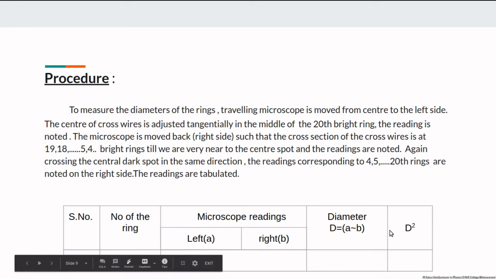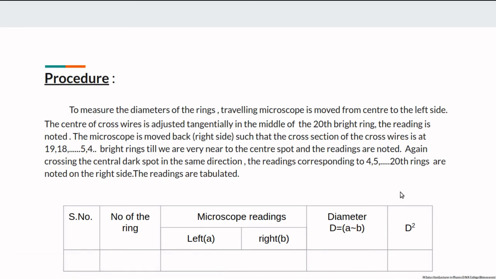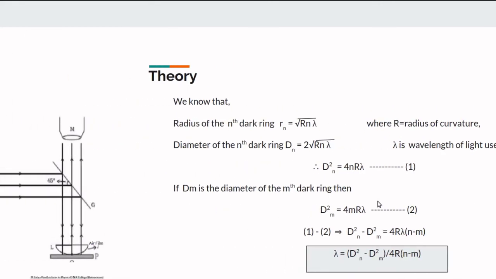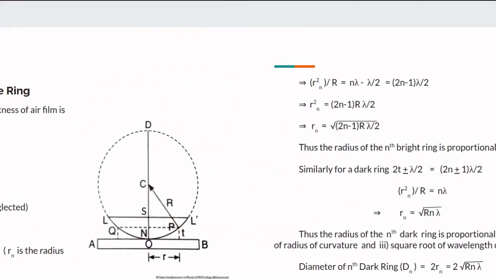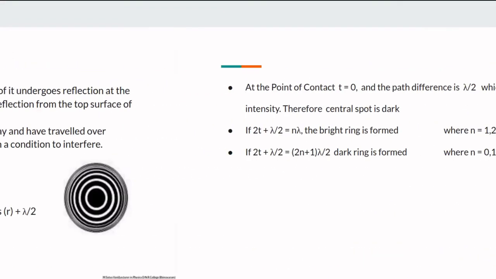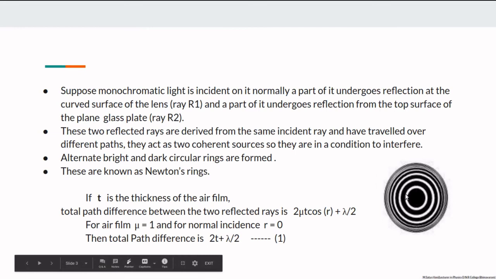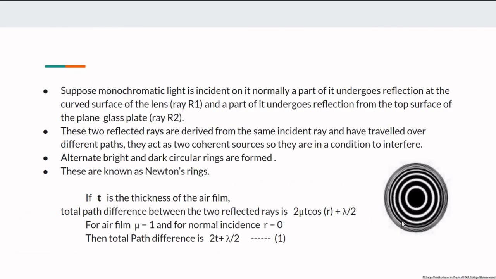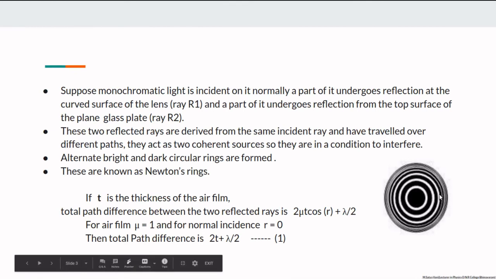This is the tabular form. We are taking the readings for each ring on the left side and right side. Then the difference of the readings gives the diameter. For example, this is the third ring. If you take the reading at this position on the left side, and similarly if you take the reading at this position on the right side, the difference of these two readings gives the diameter.